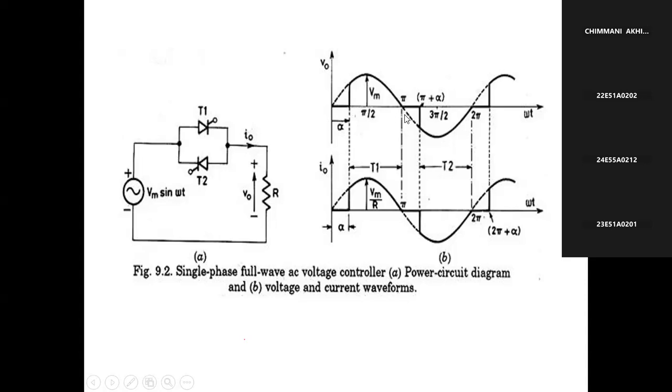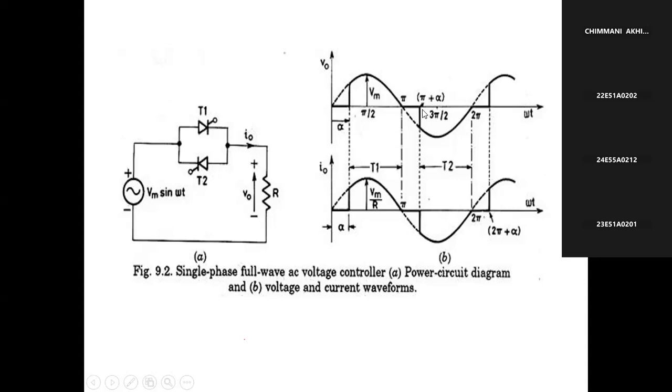Now come to negative cycle. From pi to 2 pi is the negative cycle. That means this polarity is changed. Once polarity is changed, negative is connected to T1. T1 is reverse biased and T2 is forward biased. Why? Because negative is connected to cathode. That's why T2 is forward biased. Now I can give firing pulse to T2.